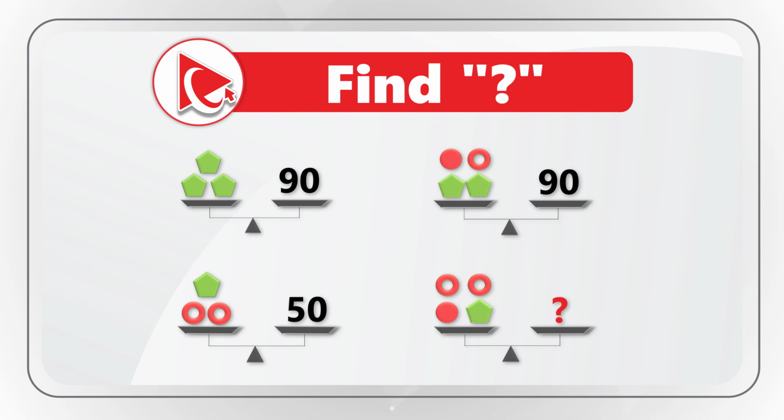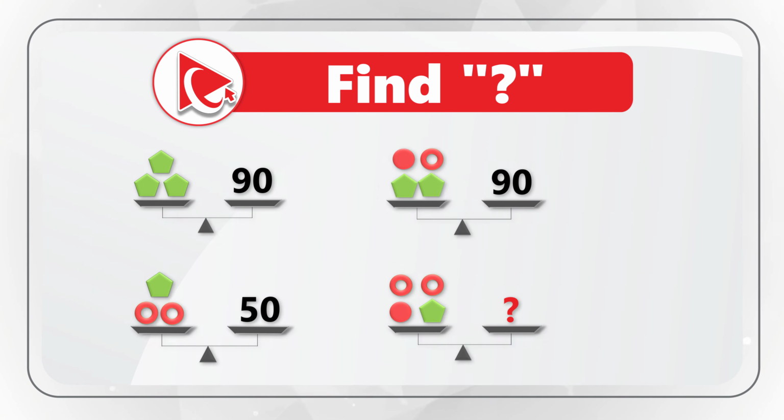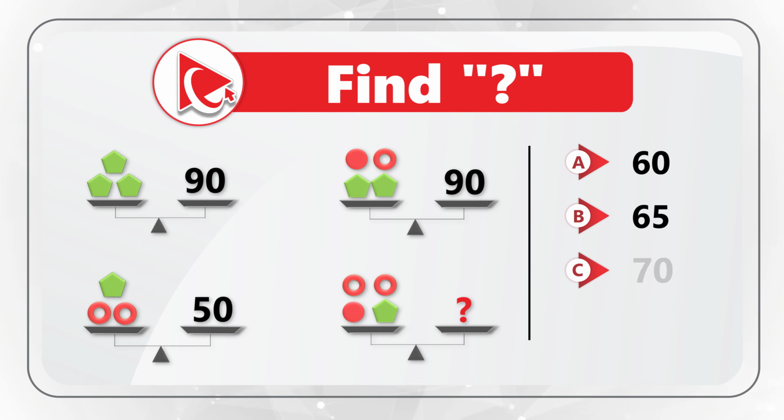And then the last scale contains 1 pentagon, 1 circle, and 2 bagels on the left, and then missing number on the right. You need to select the missing number out of 4 different choices. Choice A, 60. Choice B, 65. Choice C, 70. And then choice D, 75. Take a close look to see if you can do the calculations and come up with the right solution.